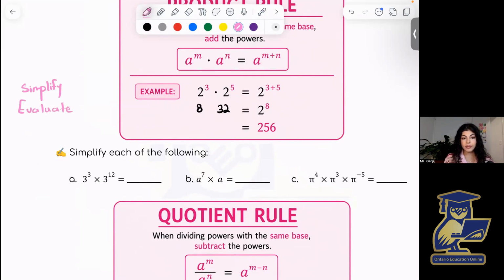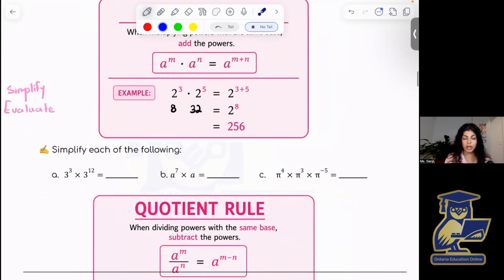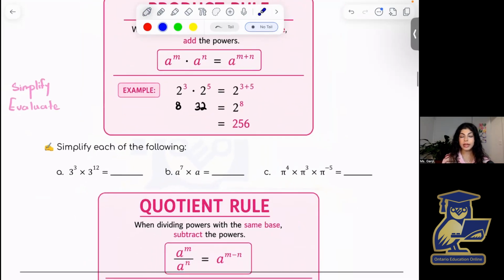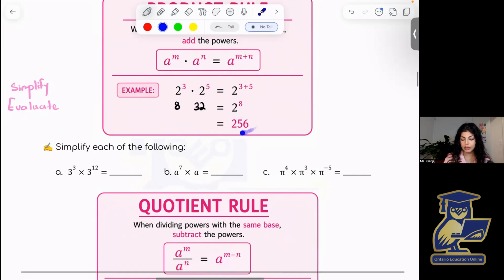So whenever you are given simplify in the instructions, especially with exponent laws, you are just asked to use the exponent rules to write it as the simplified form. So for example, here, the simplified form would be 2 to the power of 8. However, if you're asked to evaluate, that means we want a final answer. So you would even have to solve for the exponent, which would be 256 here.